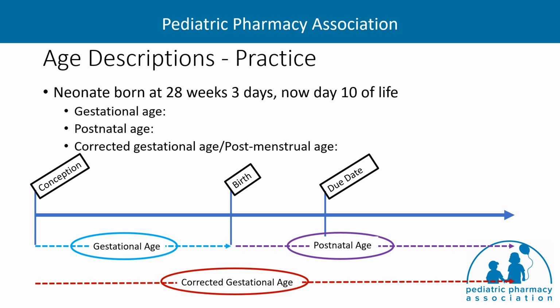Applying those descriptions to a neonatal patient, let's take a neonate born at 28 weeks and 3 days that is now on day 10 of life. What would their gestational age be? 28 weeks and 3 days. That's the time from their conception to birth. What would be their postnatal age?